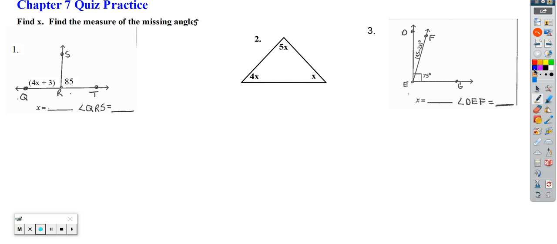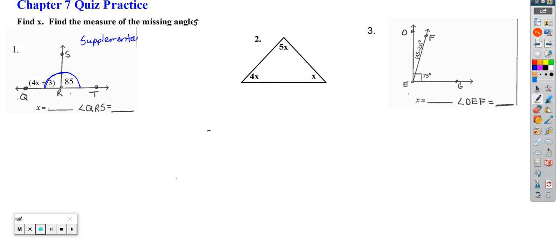Okay, let's look at number 1. Number 1, you have 4x plus 3 is one of your angles, and you have this angle that's 85 degrees. You're going to find x, and then you're going to find the measure of QRS. Remember that we always look at the angle that we know. We know this one's 85 degrees, and it's right next to this angle where I need to solve for something. If I look at these 2 angles together, I know that these are supplementary angles.